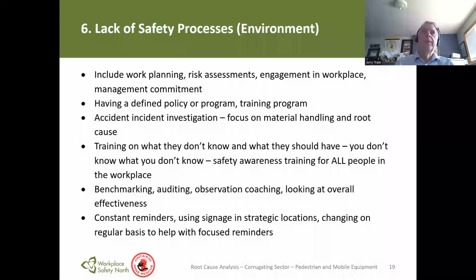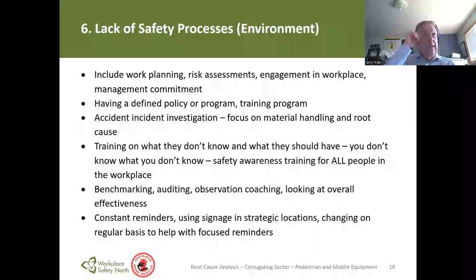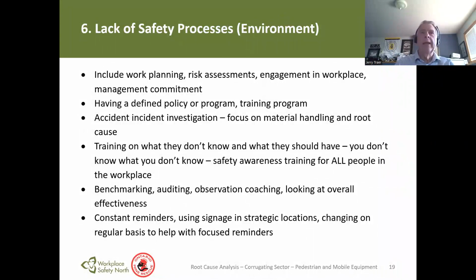We did get into a little bit under the environment component of a lack of safety processes. So things like including work planning, risk assessment, engagement in the workplace, management commitment. We talked about having defined policy and programs, training programs, getting into incident investigation, focusing on material handling and root cause, training on what they don't know and what they should have. You don't know what you don't know. Safety awareness training for all the people in the workplace.